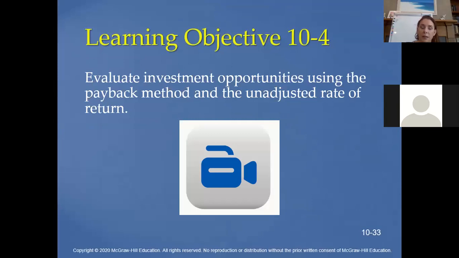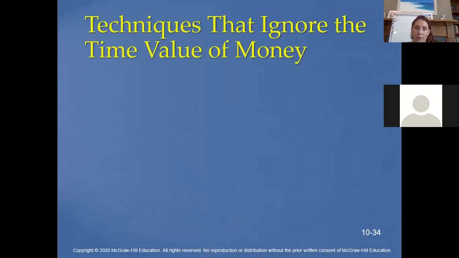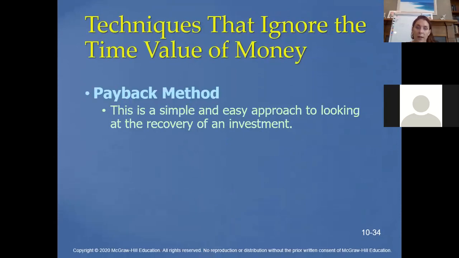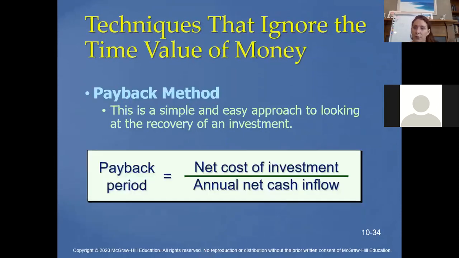Right, so finally, we're going to get down to some of the non-present value items that we're actually going to do some calculations with. We're going to do the payback method and the unadjusted rate of return. These are pretty simple calculations, so don't overthink them. They ignore the time value of money. This is something you can do on the back of a napkin, to figure out what your rate of return is going to be.